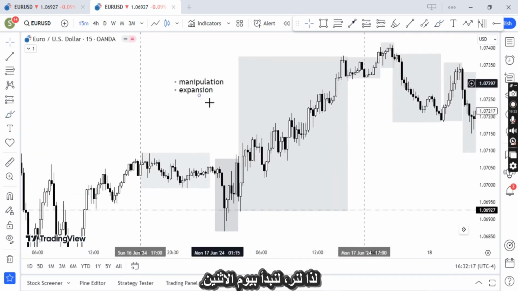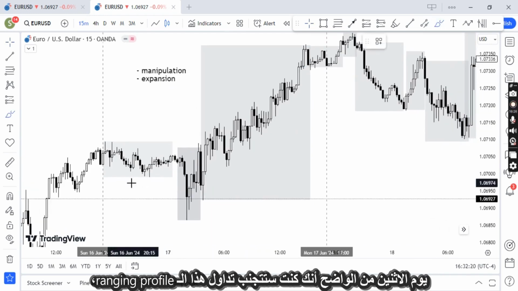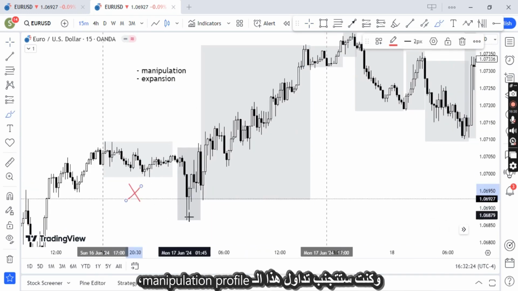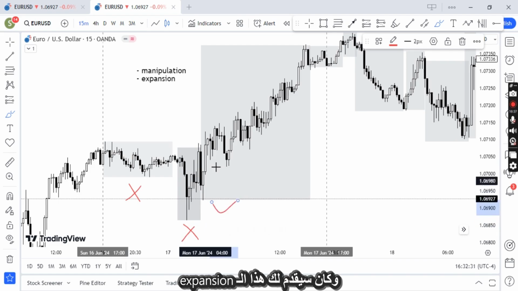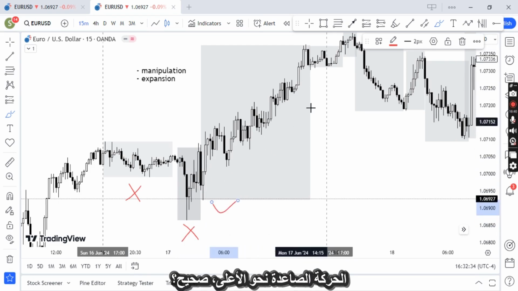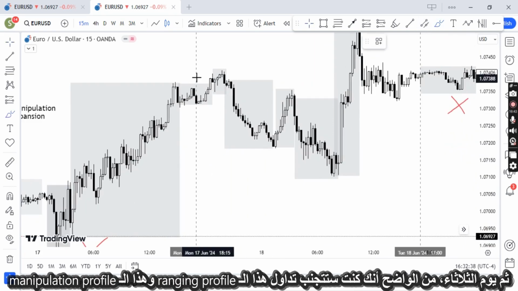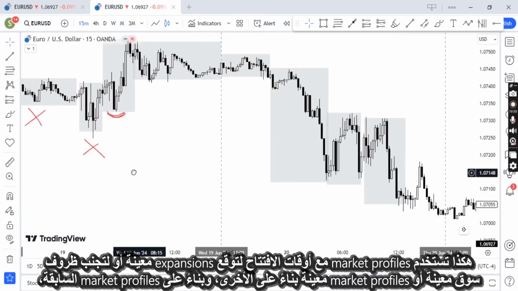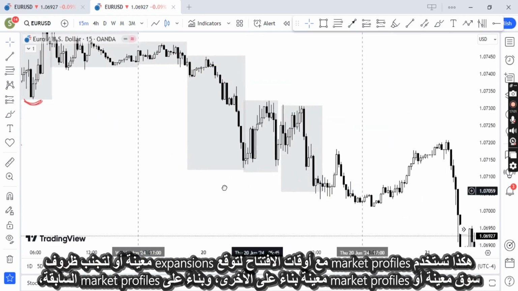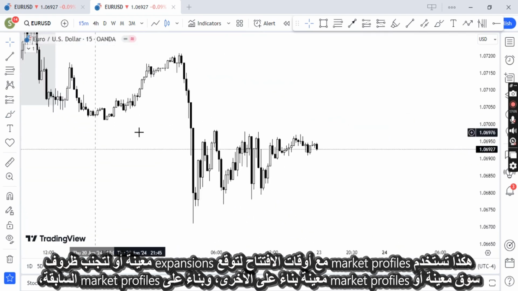So let's see, we're going to start off with Monday. On Monday, obviously you would have avoided trading this ranging profile, you would have avoided trading this manipulation profile, and you would have only traded this expansion profile, and it would have offered you this explosive expansion move towards the upside, right? Then on Tuesday, obviously you would have avoided trading this ranging profile and this manipulation profile, and only traded what? Only traded the expansion profile and reversal profile from here, right? This is how you use market profiles with opening times to expect certain expansions or to avoid certain market conditions or certain market profiles based on others and based on past market profiles, right?